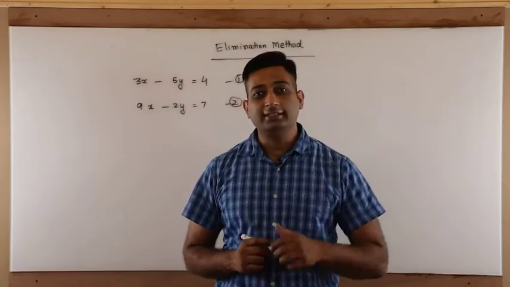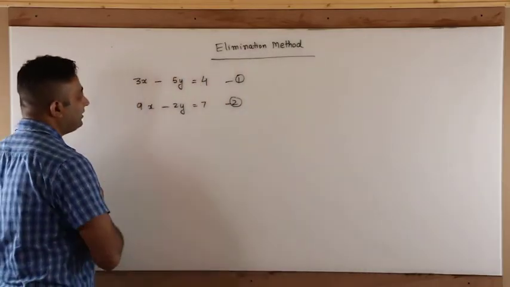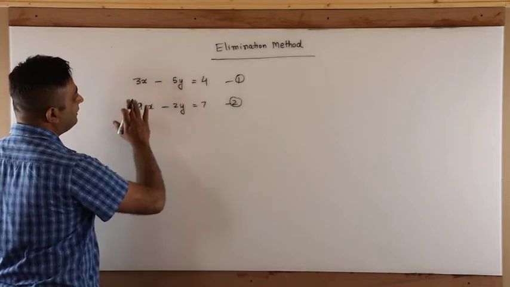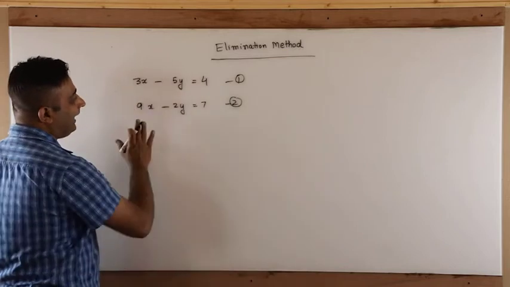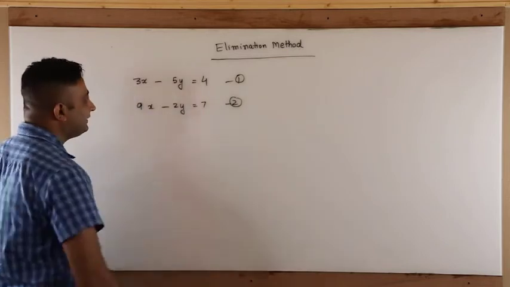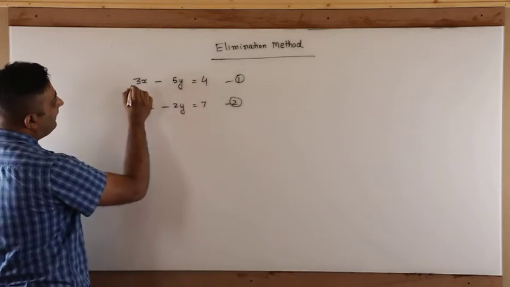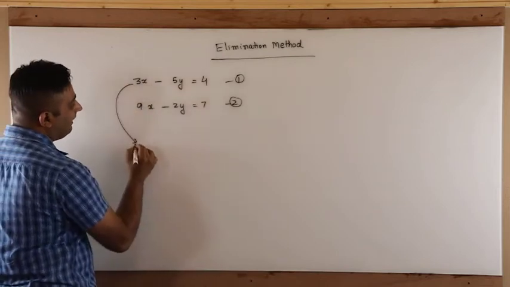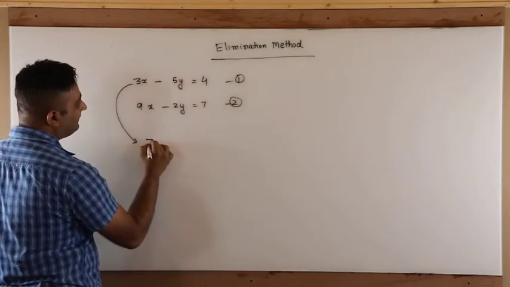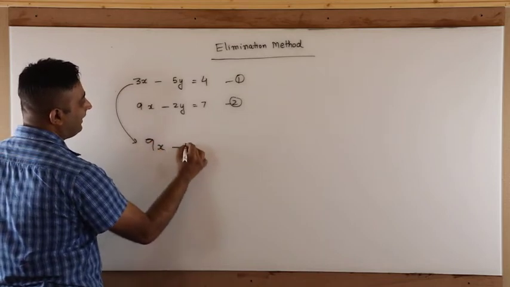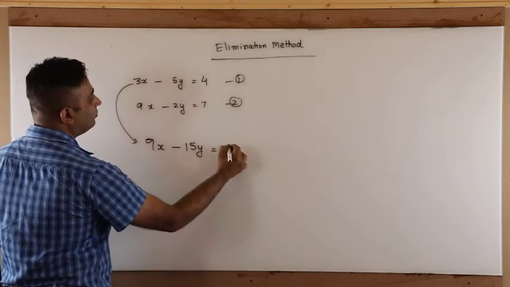Dear students, let us take one more example on elimination method. We have two equations, 3x minus 5y equal to 4 and 9x minus 2y equal to 7. So, let us multiply the equation number 1 by 3. So, we get the equation as 9x minus 15y equals to 12.